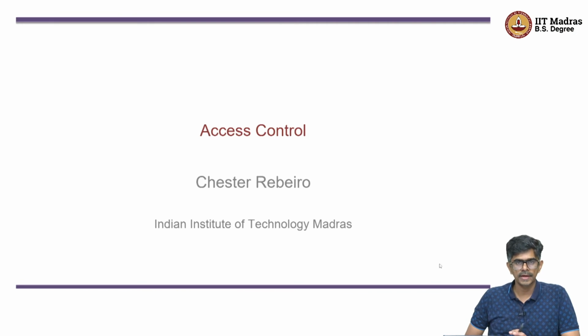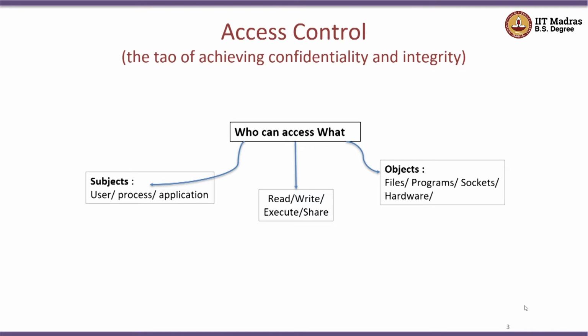So we look at access control policies mostly for files, and these are the access controls specifically for Linux or Unix based systems, right? At a very high level, access control essentially tries to answer the question of who can access what. Who is essentially the subject, and it could be a user, a process, or an application. And what is an object?